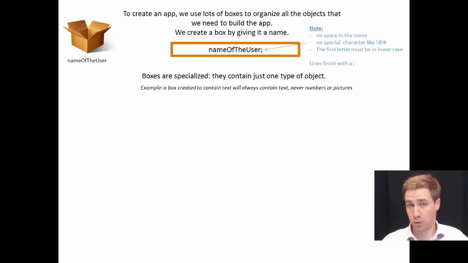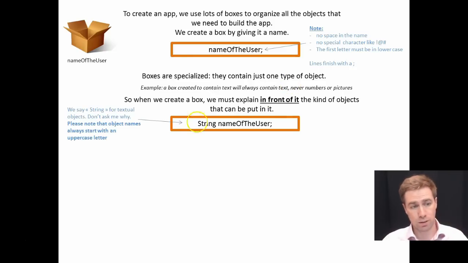Boxes are specialized in the sense that when you create a box, it can only be for one type of thing. So here we want to have the name of the user. It's going to be letters, words. So it's going to be text. So the box we create should be only for text. And when you create the box, you should say so. The thing is, you should put it in front, before the name of the box.